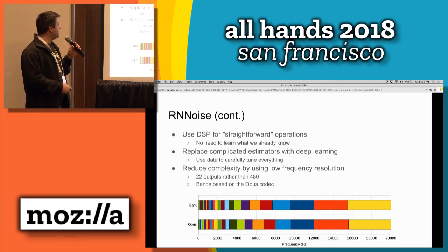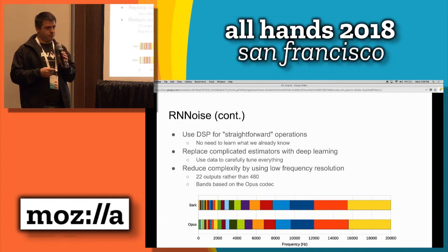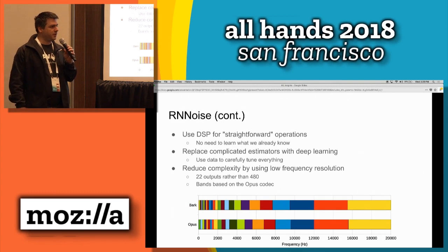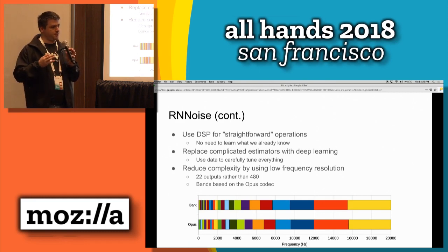And in the case of RN noise, the idea is to reduce the complexity by only dividing the spectrum into just a few bands. Instead of saying we have this full spectrum with 480 lines and training neurons on each of them and having huge models that take megabytes and run barely real time, what we have here is just 22 bands. So we actually use the same bands as in the Opus codec, which are very close to what we call the Bark scale. And with just 22 bands, we decide for each band how much we attenuate and how much we keep of the signal.